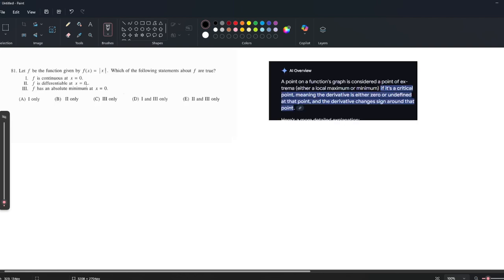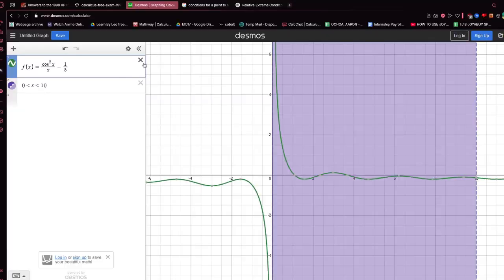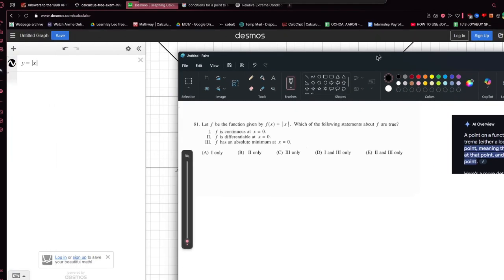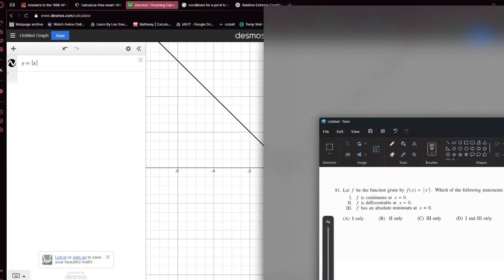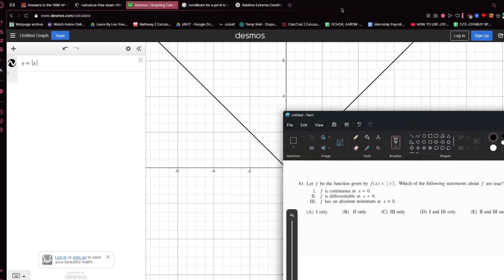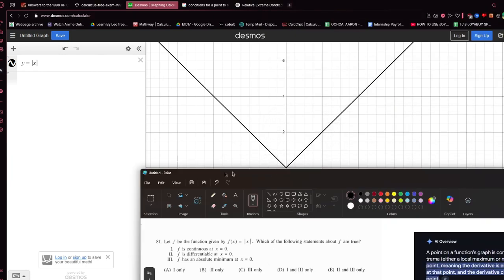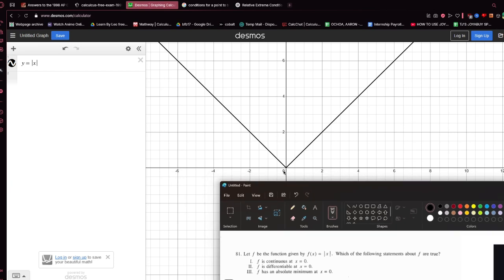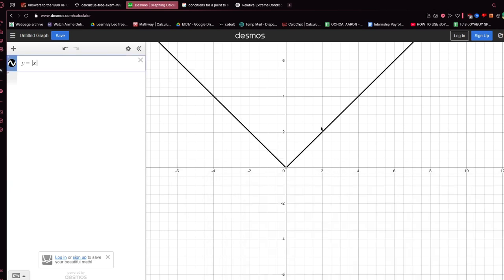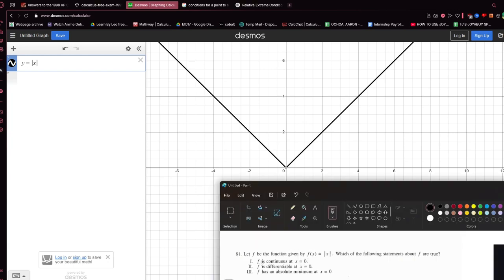Okay, 81. Let f be the function given by f of x equals the absolute value of x. Which of the following statements about f are true? Because this is a calculator question, I'm going to bring on my friend Desmos. I'll also get our statements. For statement 1, f is continuous at x equals 0. That is true because there's no holes, no asymptotes, no breaks in the function. So 1 has to be true.